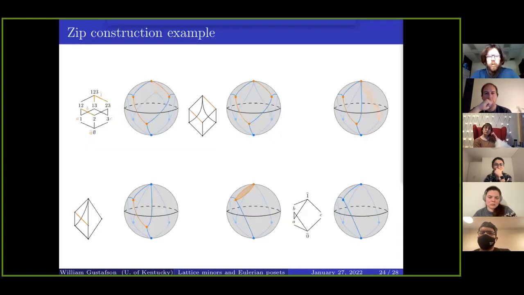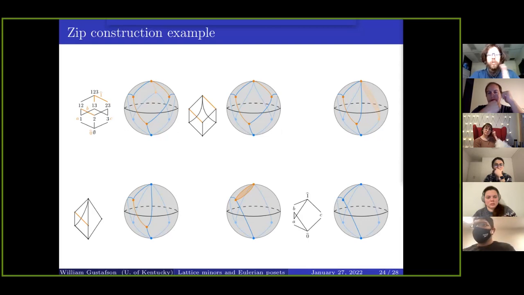Here I have an illustration of the example playing out. So the top left, the Boolean algebra, and we're looking at that same map going to the lattice on the bottom right. Next to the Boolean algebra at the top left is a regular cell complex, which is combinatorially isomorphic to a cube, and its face poset is a minor poset for the Boolean algebra. So in the zip construction, we're going to identify along the 3 edges, which are highlighted in the Boolean algebra.